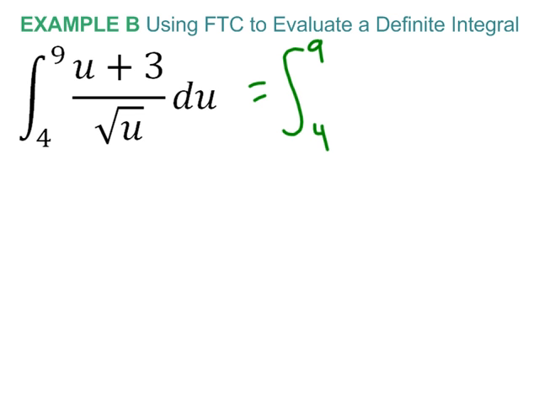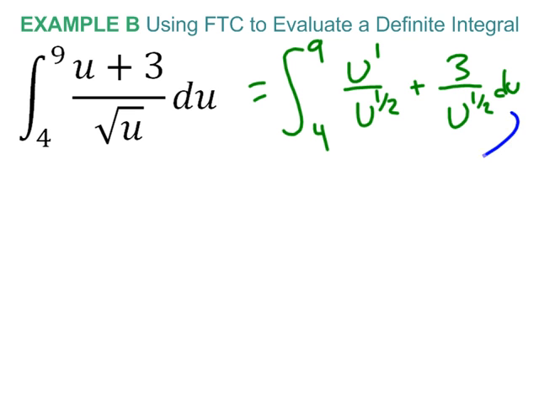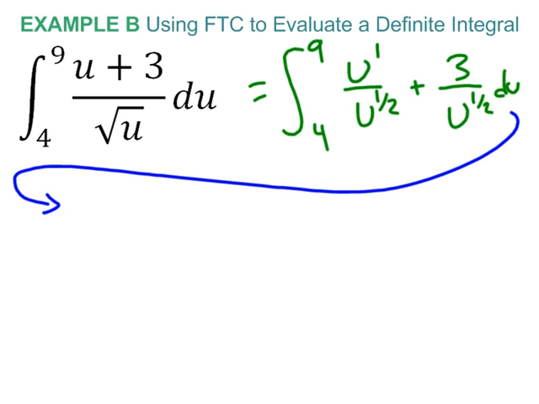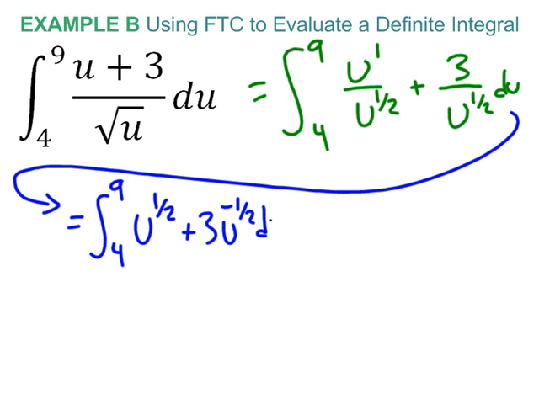Again, we're not doing any calculus yet, so I still do the integral symbol of u over, let me go ahead and write that as u to the 1/2. And just for emphasis, I'll put a u to the 1 up top, plus 3 over u to the 1/2 du. And that can be rewritten once again as integral from 4 to 9 of u to the 1/2. You better know your exponential rules well here. Plus 3u to the negative 1/2 du.